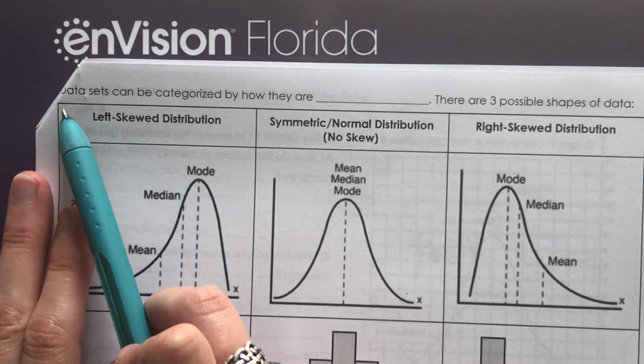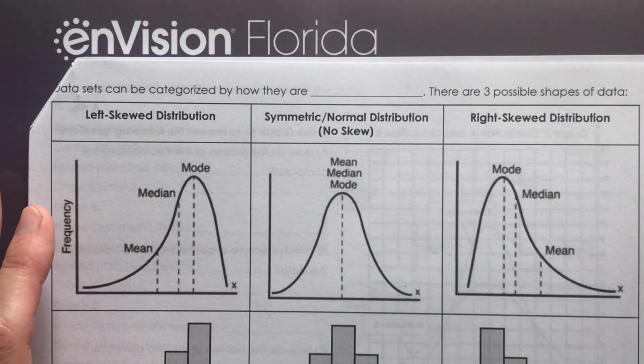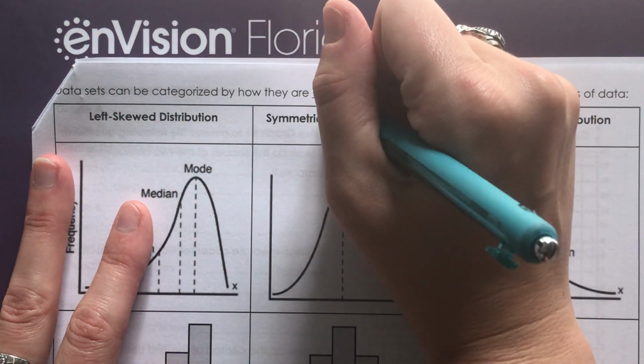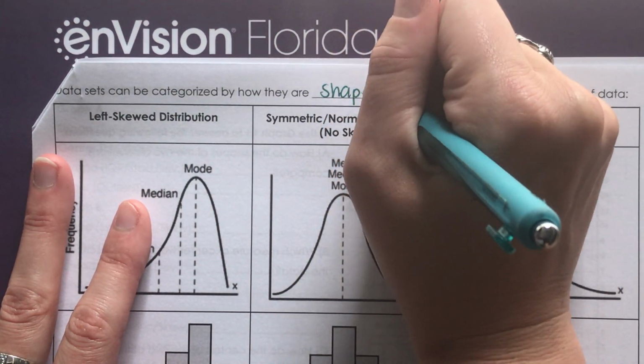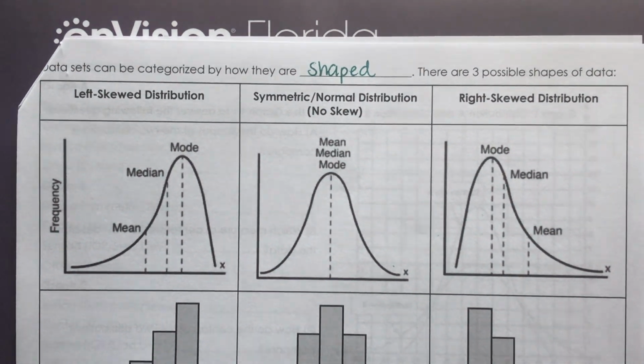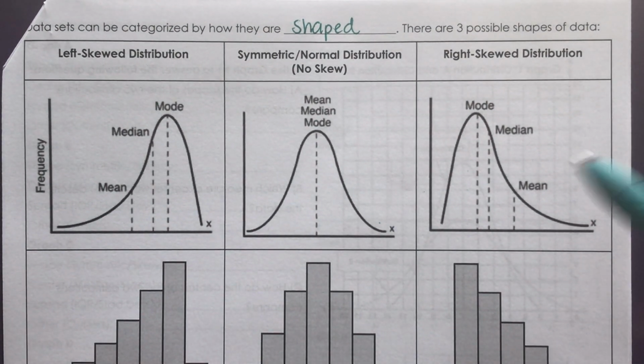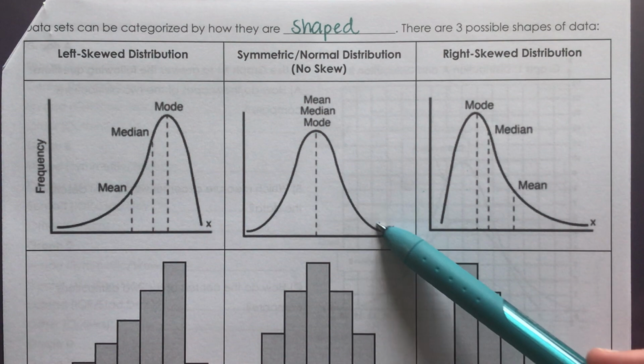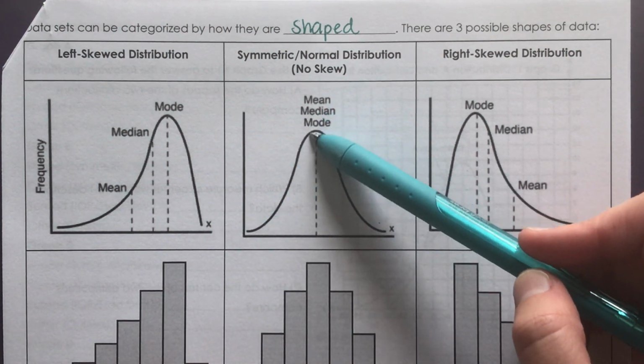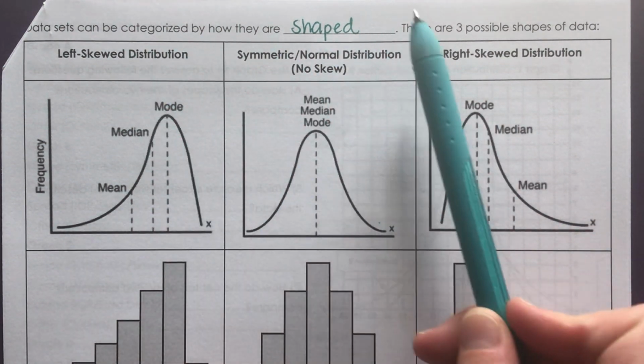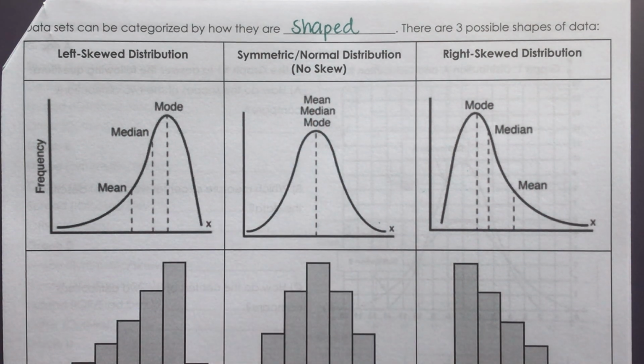Now, data sets can be categorized by how they are shaped. There are 3 different possible shapes of data. So the first one right here is symmetric. This is the one we've been looking at. It almost looks like there's a line in the center and everything on both sides of that line is exactly the same. It's symmetric, right?